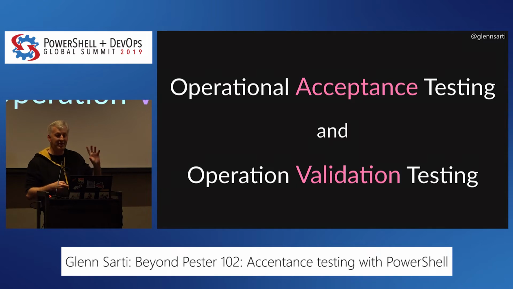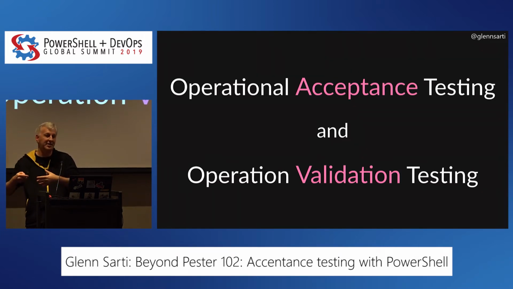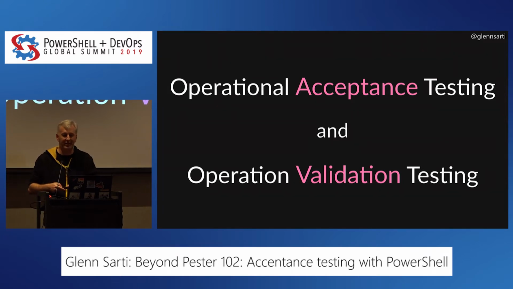So OAT is done before you release changes. For example, I make a change to my DSC configuration script, spin it up, I'll then apply my tests, make sure it works, and then I can actually get those DSC configurations out to production to my servers. So that's testing before release.